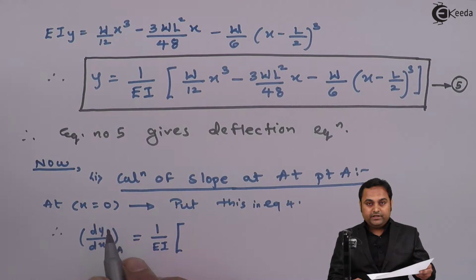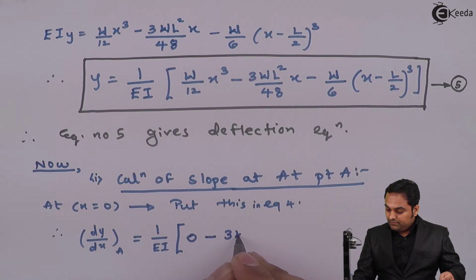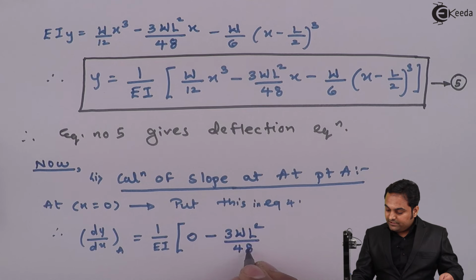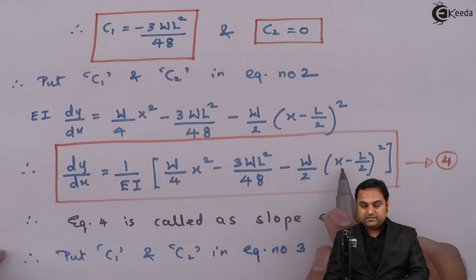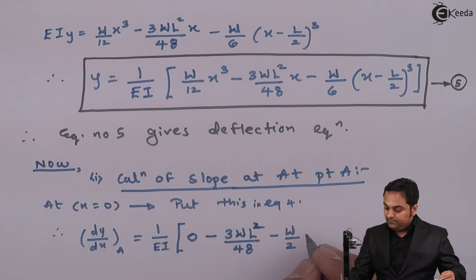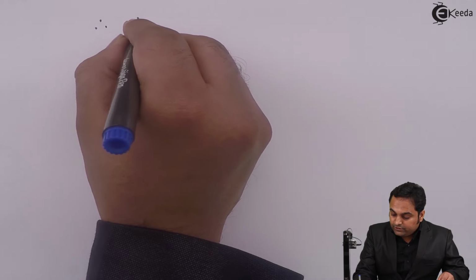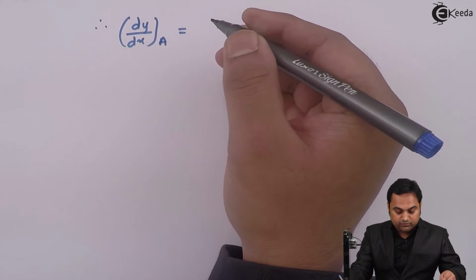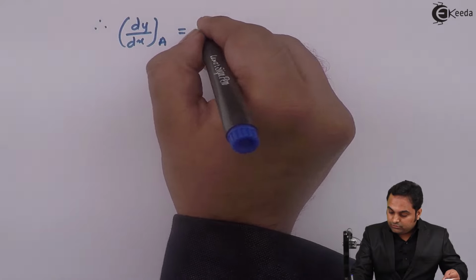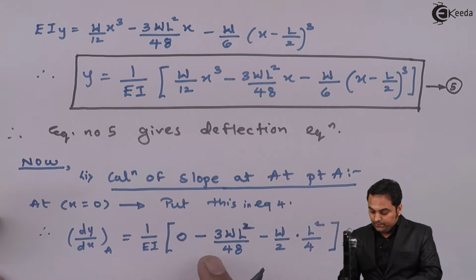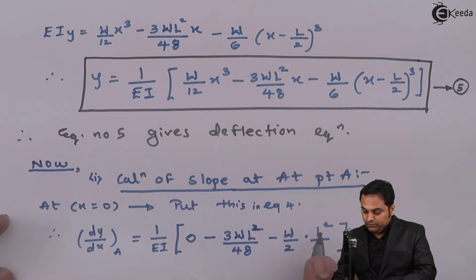Then if I put x is equal to 0, the first term becomes 0, then minus 3WL square by 48 will remain as it is, then minus W by 2. Here we have x as 0, so we have minus L by 2 whole square, and that becomes L square by 4. So I'll simplify this. Therefore dy by dx at point A is equal to 1 upon EI. Now here we have negative on both the sides, I will take it as common. So minus into the bracket, this term with 0 will go. Here we have 3WL square by 48 plus WL square by 8.